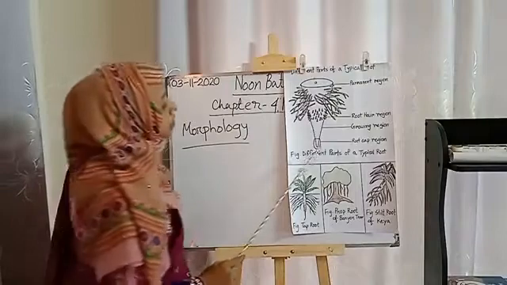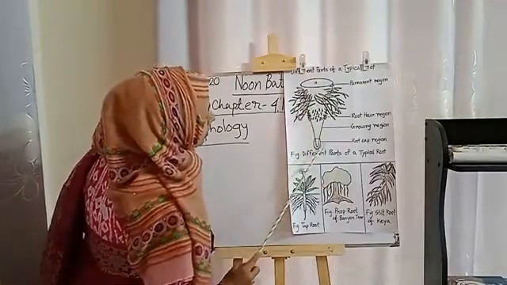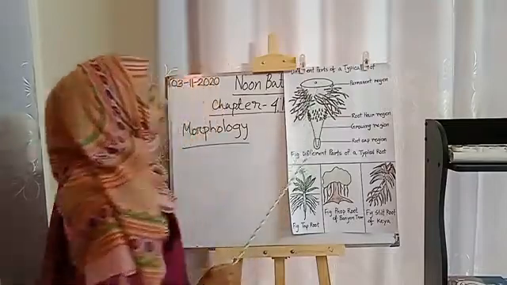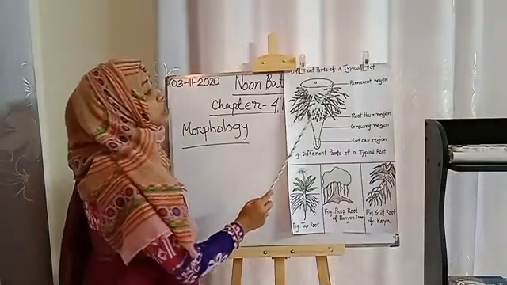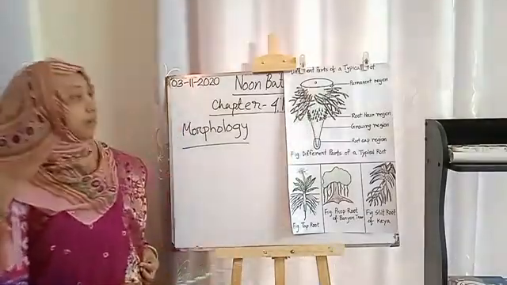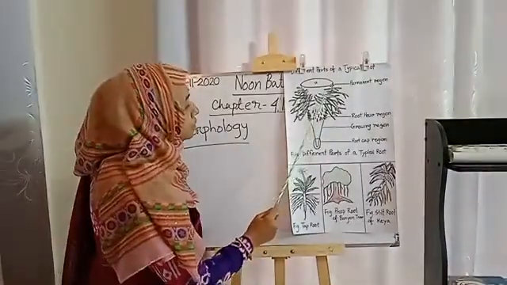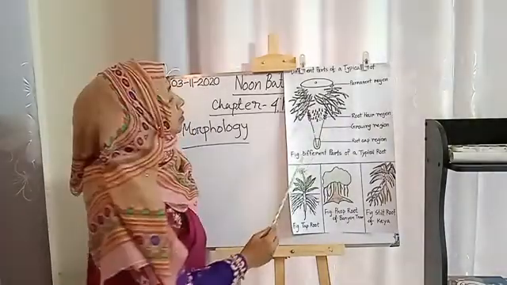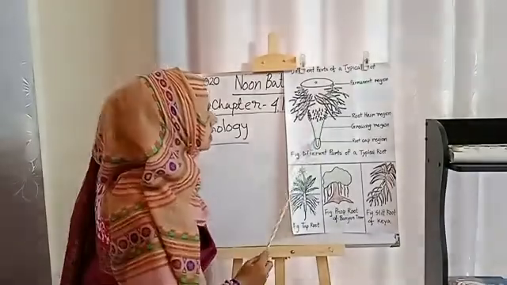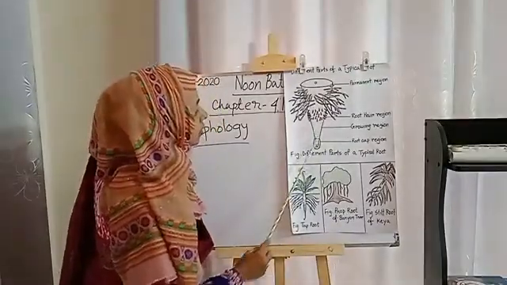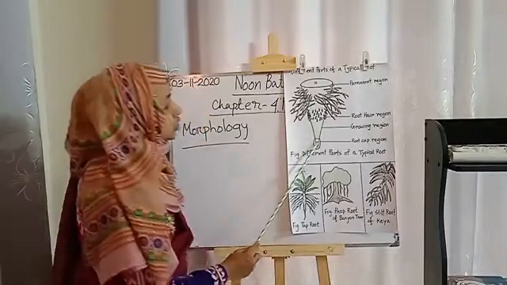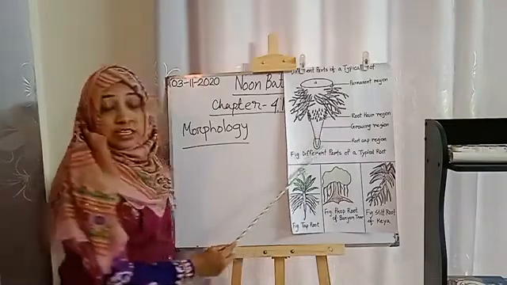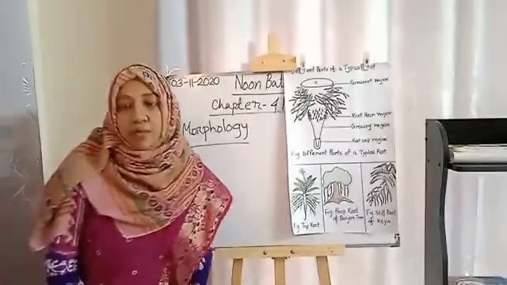We have learned what a root is, and yes, this is a root and the different parts of a root. We have learned that the part of the plant which has no node, internode and bud is called root, and most of the time it remains under the soil. This is the root cap. At the tip of the root, there is a root cap, and it protects the root from being damaged.